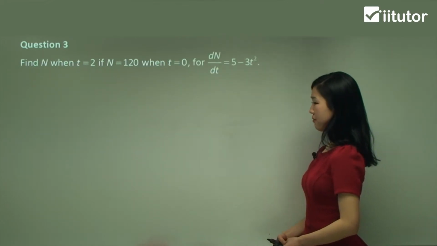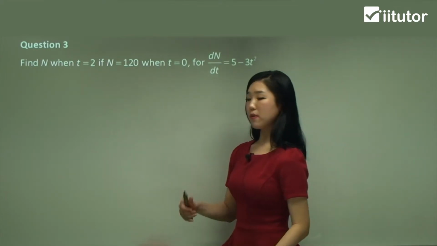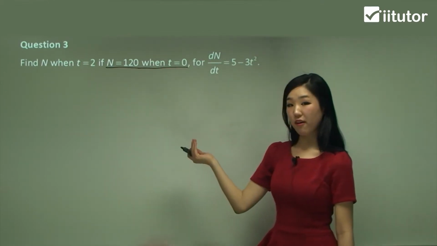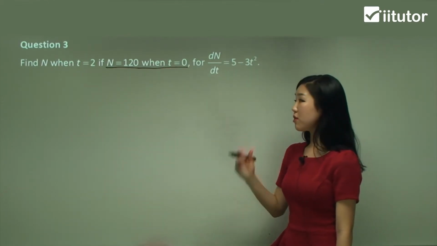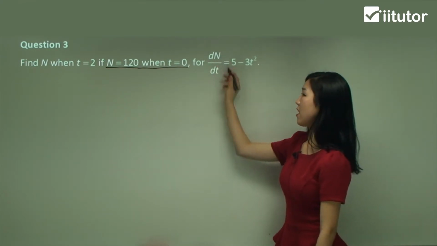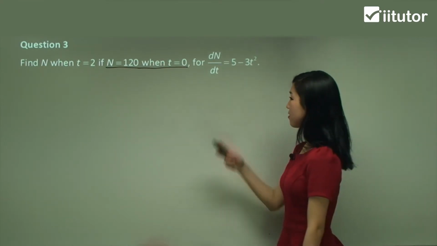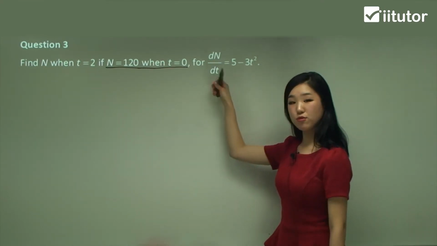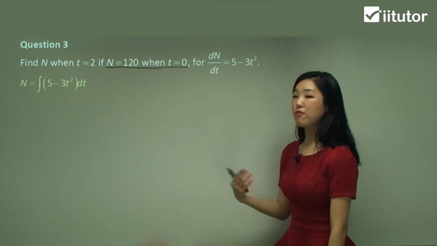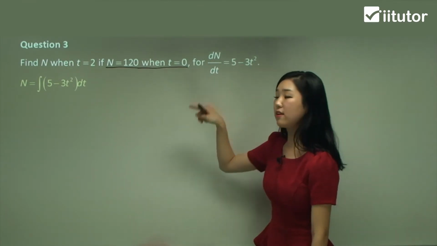Question 3, find n when t equals 2, and they give you a little property here. They say that n equals 120 when t equals 0. So they give you a little clue there, and they say that dn over dt, so they've differentiated n, gives you 5 minus 3t squared. Okay, so this is the rate of change of n, which they already give you. So I want to find n. To find n, we have to integrate this, okay, because this is the differentiated form. So to get n, we have to integrate it.